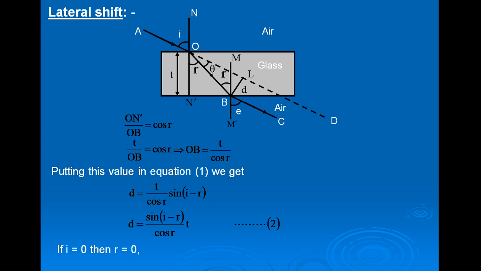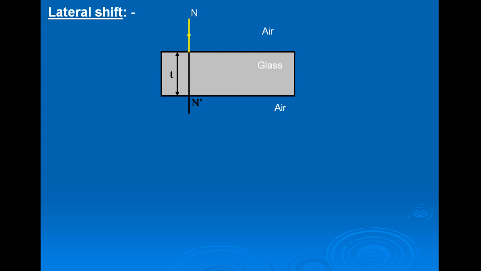Now if I is equal to 0, then R is also equal to 0. That is, if a ray of light strikes the surface normally, the angle of incidence I is equal to 0, and therefore the angle of refraction R is also equal to 0. The incident ray of light is normal to the surface, the refracted ray passes undeviated, and again passes undeviated as the emergent ray. The incident ray, refracted ray and emergent ray are coincident rays.